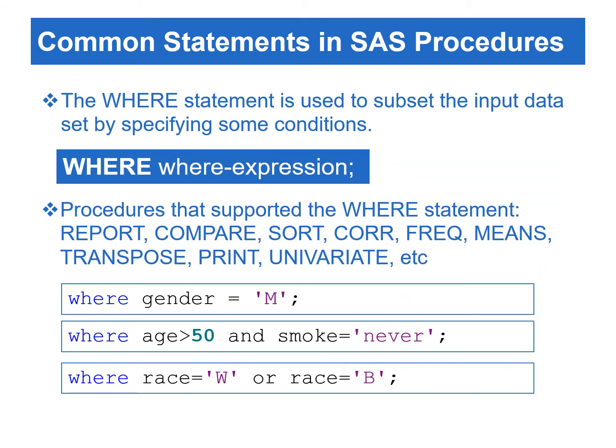The WHERE statement can be used across many procedures as well. It is used to subset the input dataset by specifying conditions an observation must meet. Only those observations that meet the specified conditions will be used for processing.